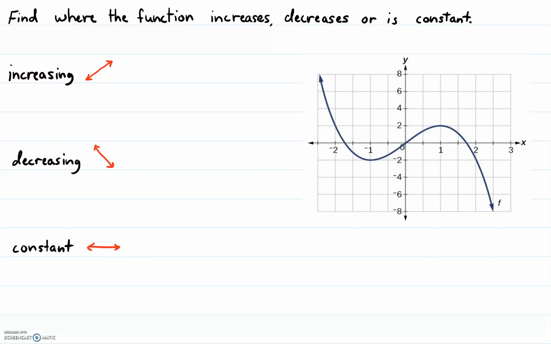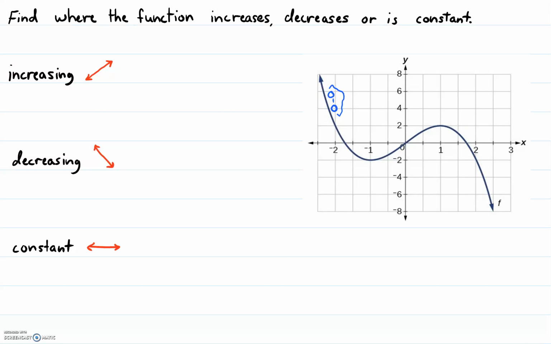So what I tell people to do, and it tends to help them visualize it, is just imagine drawing a car on the graph as if it were driving along the graph. This is probably not going to be very pretty, but use your imagination. The car is driving from left to right. If the car is going downhill, then that's a decreasing section. If it's going uphill, that's an increasing section. And if it's flat, that's just going to be a constant section.